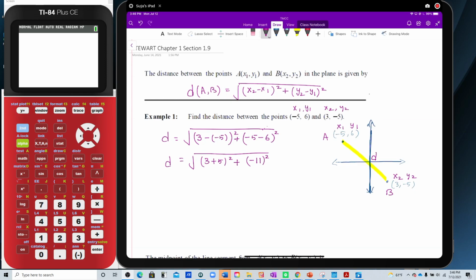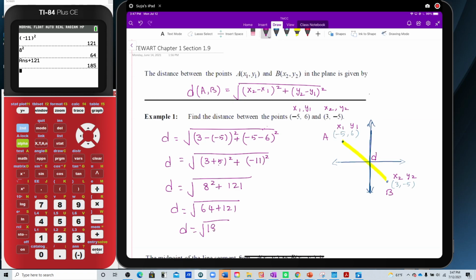So d would be equal to the square root of 3 plus 5 is 8 squared, plus -11 the whole squared. If I put an open parenthesis, -11, close the parenthesis, square it, it's 121. And we know 8 squared is 64, right? So 64 plus 121, checking, I get 185.